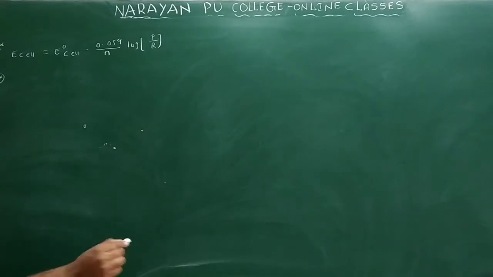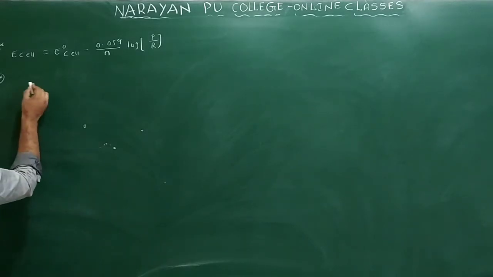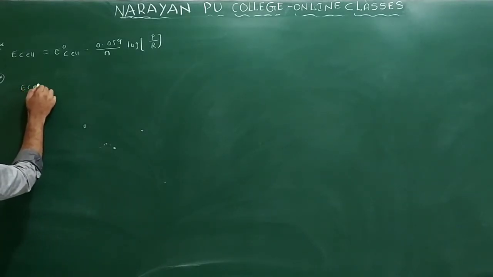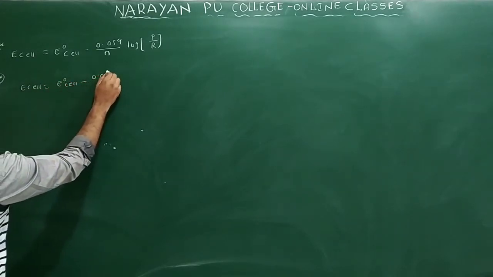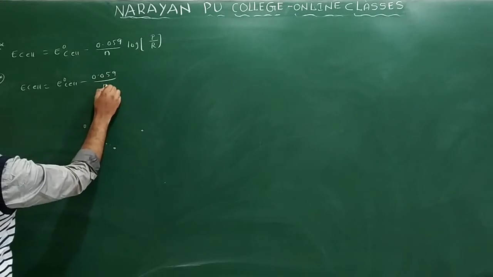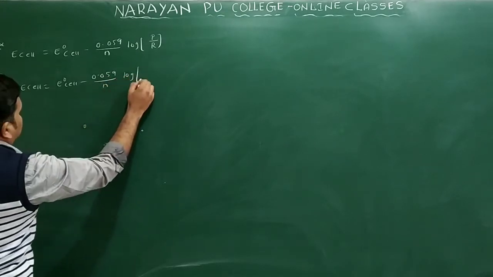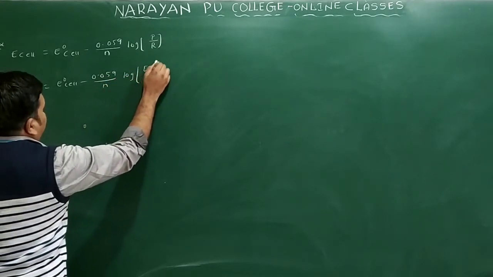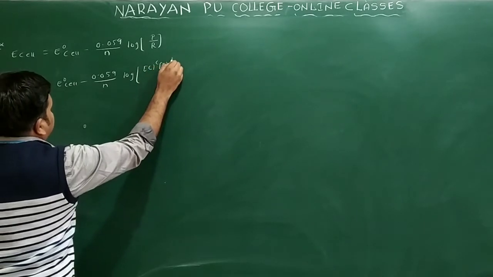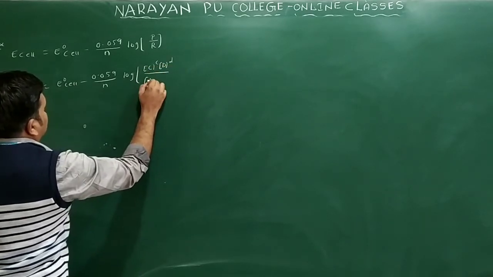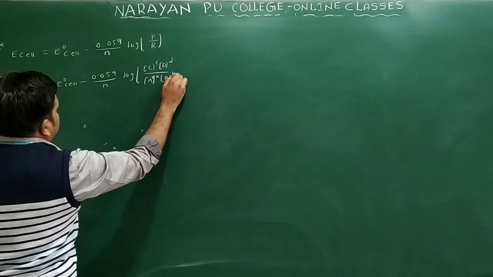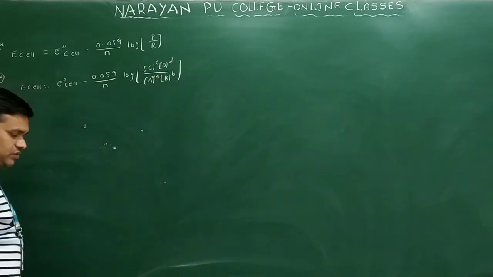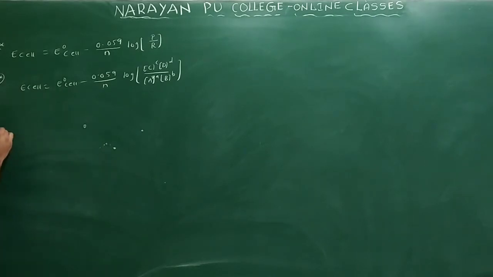And one more formula I wrote by taking a general equation. E cell is equal to E naught cell minus 0.059 by n into log of the concentration of C whole power c, concentration of D whole power d, by the concentration of A whole power a into the concentration of B whole power b. This was also discussed yesterday. Let us see some examples for this Nernst equation.